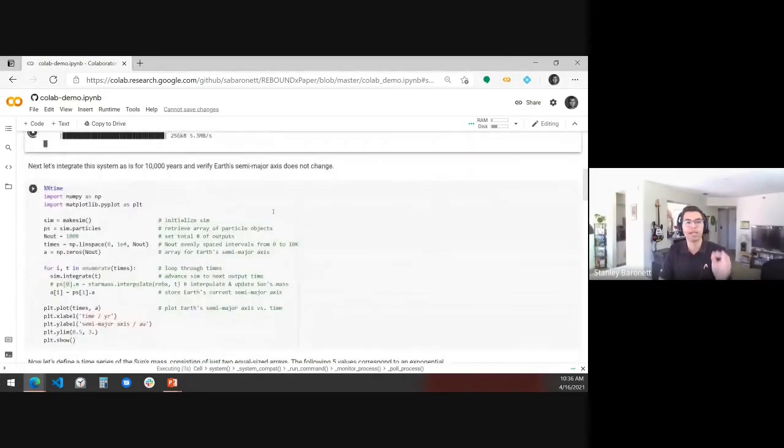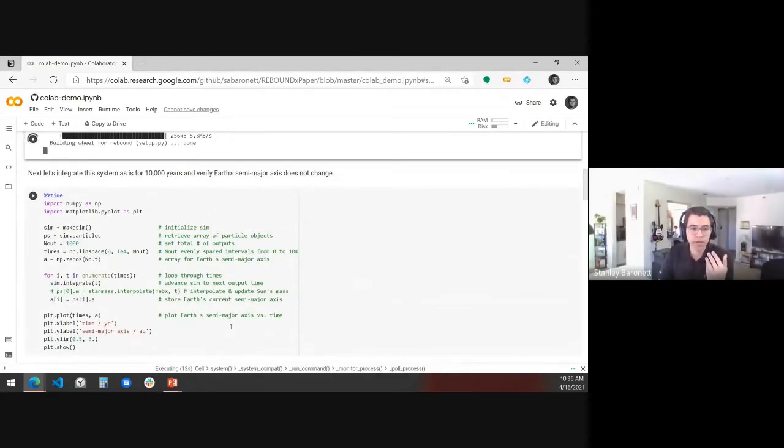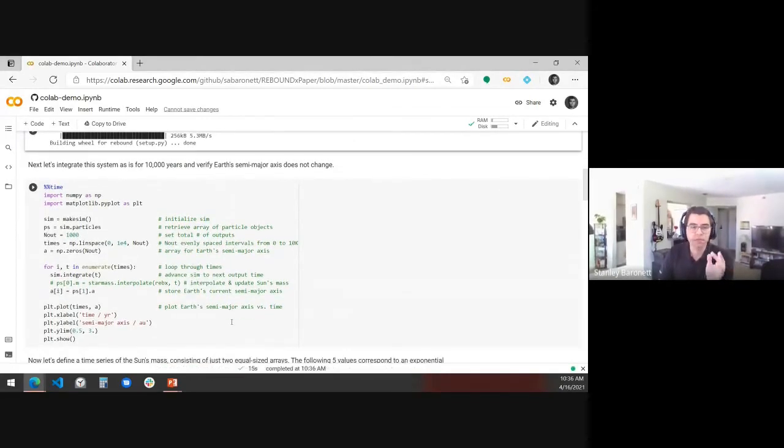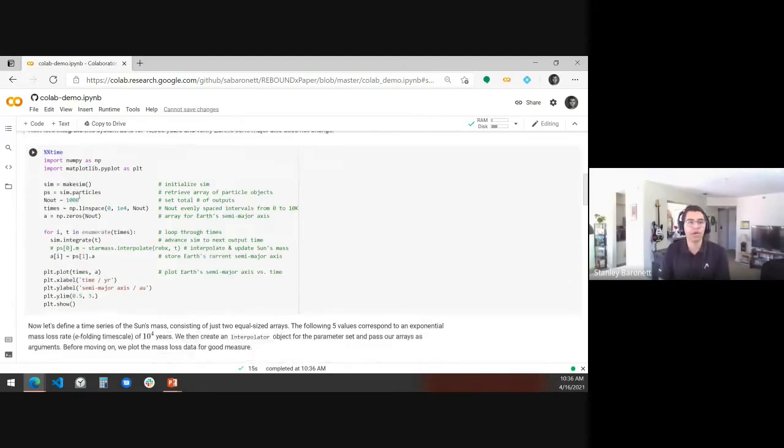And so while it does that, we can go on to this next cell, which is the meat of it, where we're going to integrate this system that we just set up for 10,000 years. And we're going to verify that the Earth's semi-major axis doesn't change. So in other words, we're not going to be using the parameter interpolation just yet. We just want to make sure in a fiducial case that if you run it for 10,000 years, nothing's going to happen, right? And so this first block here is just some basic setting up of arrays to store some of the output.